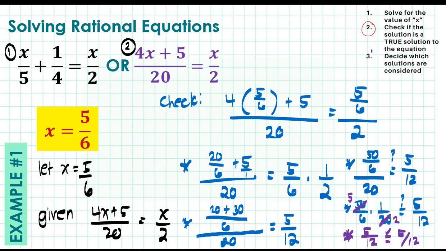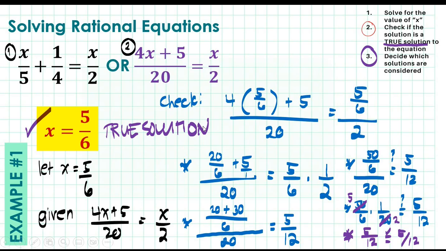And so that leads us to the last step, which is to decide if the solution can be considered a true solution. When do we consider a solution a true solution? It happens when, after checking, the equation is satisfied. In this case, since the left-hand side and the right-hand side are the same, we can say that x equals 5 over 6 is indeed a true solution to the equation. And we're done with example number 1.